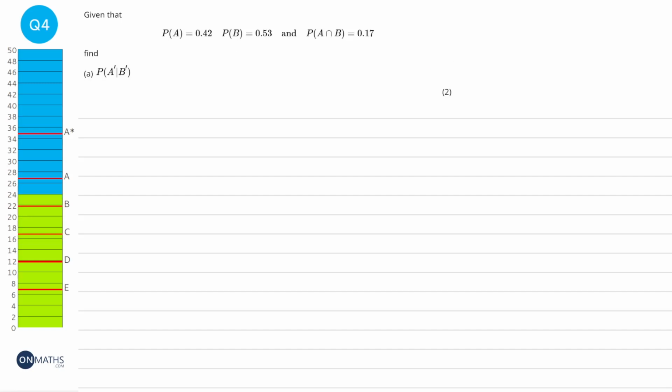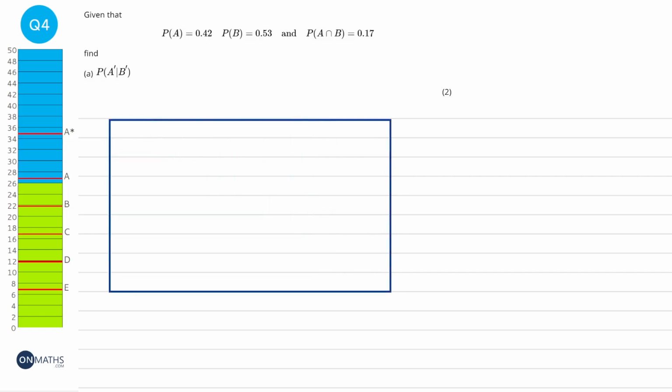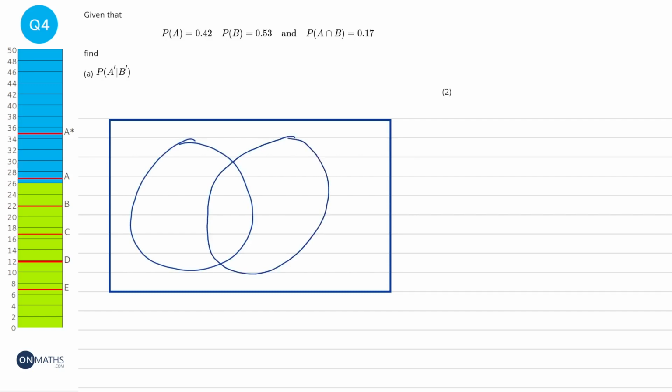So the first thing I want to do is draw a Venn diagram, because I find it a lot easier to figure out what's going on. And we've got the variables A and B, so we'll have A and B. And we can see that there's going to be an overlap between the two. And let's just label it A and B. Now we can see straight away that the probability of A and B is 0.17. So we can put that in.